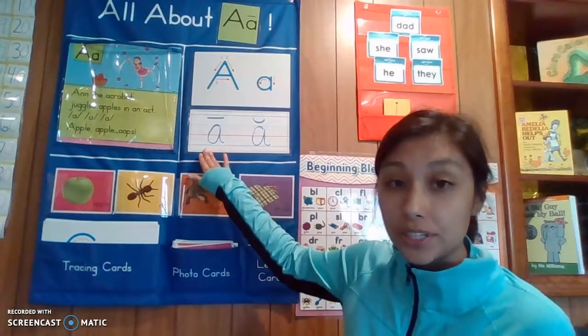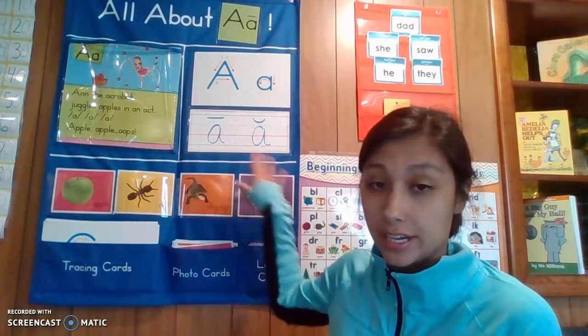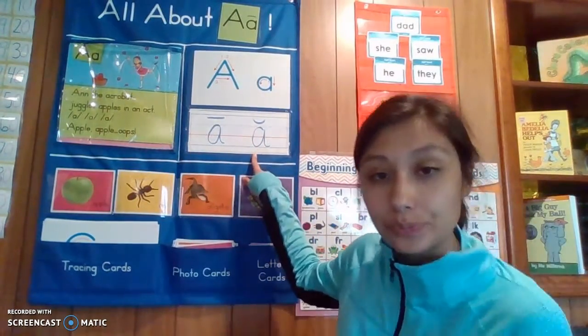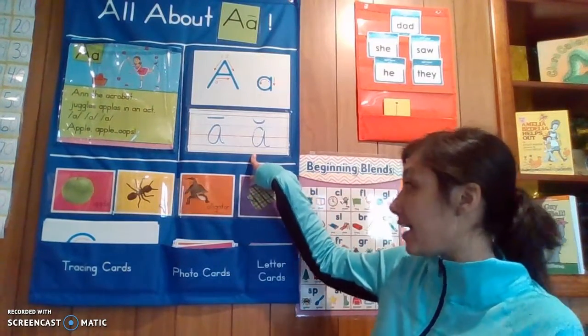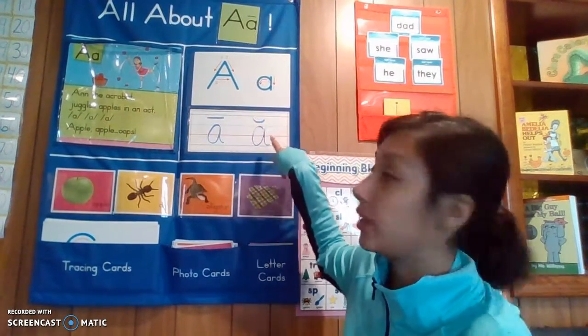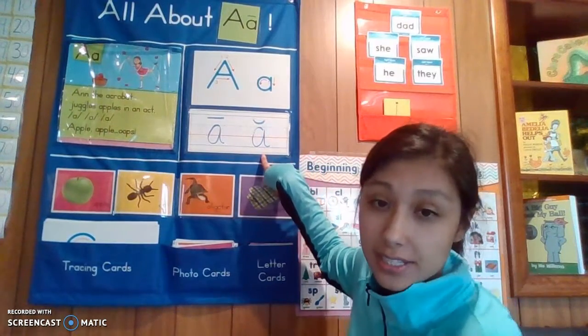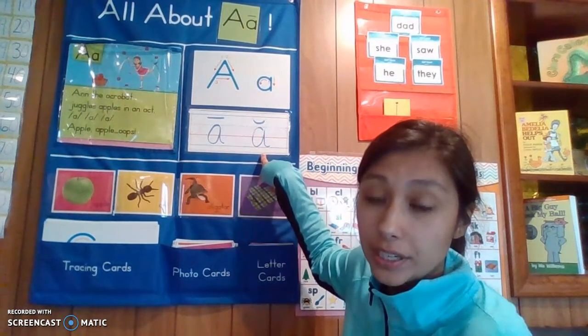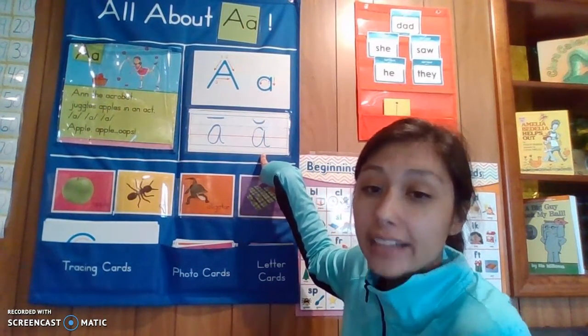Alright, so if you can see here, I have two lowercase a's. And they have some symbols over them. Let's start with this one. This is A, and there's this kind of like CU symbol up here. This means it says the short sound, so that we know to say ah for it.